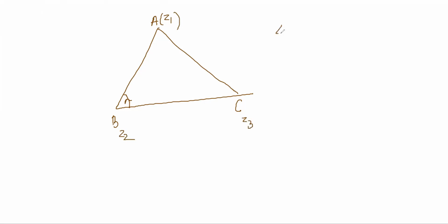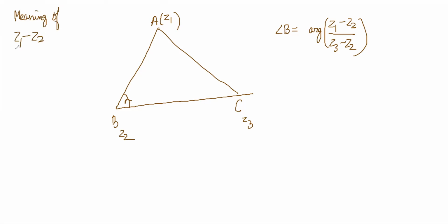Now let's think of one more thing. Now that we know how to write angles, we can think of the complex number here. So for angle B, we know this is Z1, this is Z2, and this is Z3. We know angle B is equal to the argument of Z1 minus Z2 by Z3 minus Z2, right? Now let's think about the meaning of the complex number Z1 minus Z2 by Z3 minus Z2.